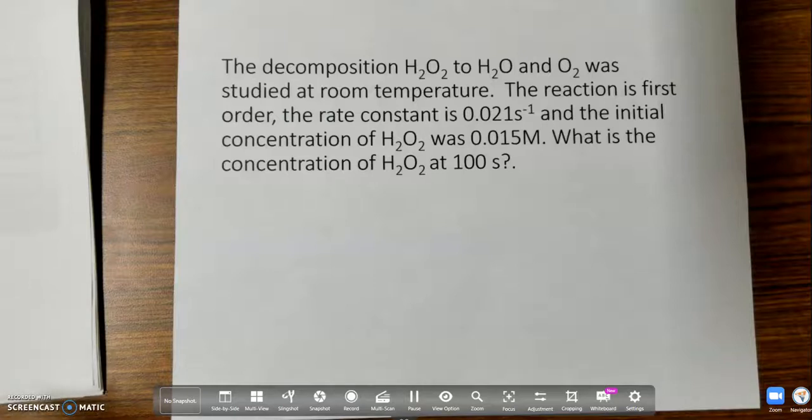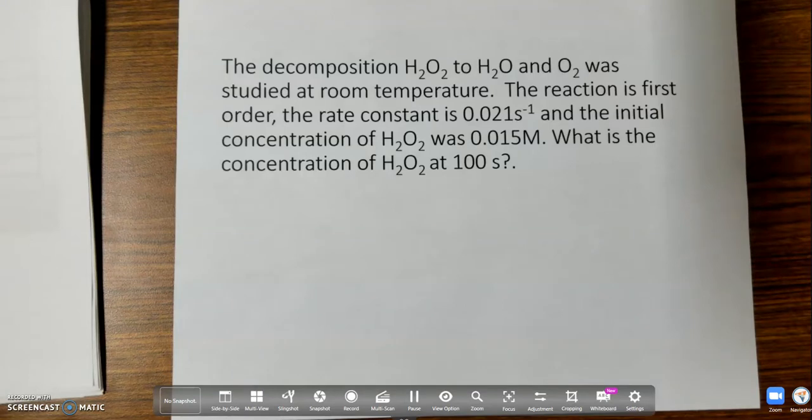Okay, so this is to help you with the last problem in the formative assessment for today. It says the decomposition of H2O2 to water and oxygen was studied at room temperature. The reaction is first order, the rate constant is 0.021, and the initial concentration of peroxide was 0.015. What is the concentration of H2O2 at 100 seconds?